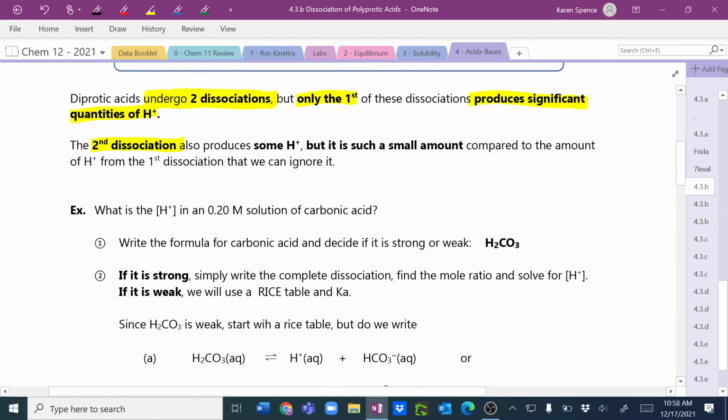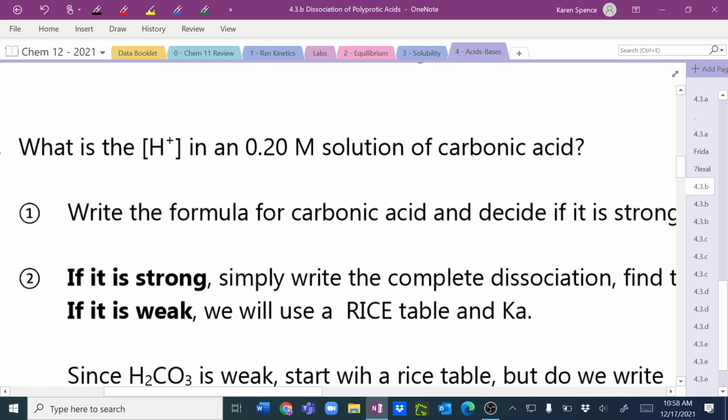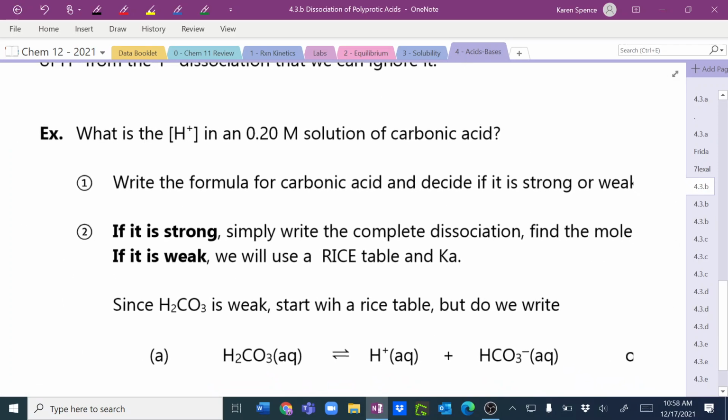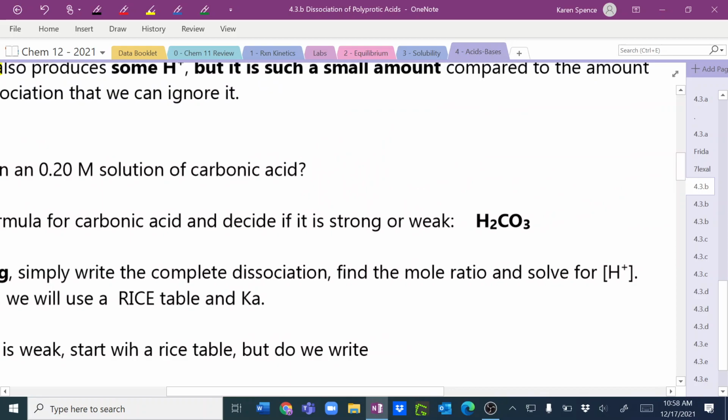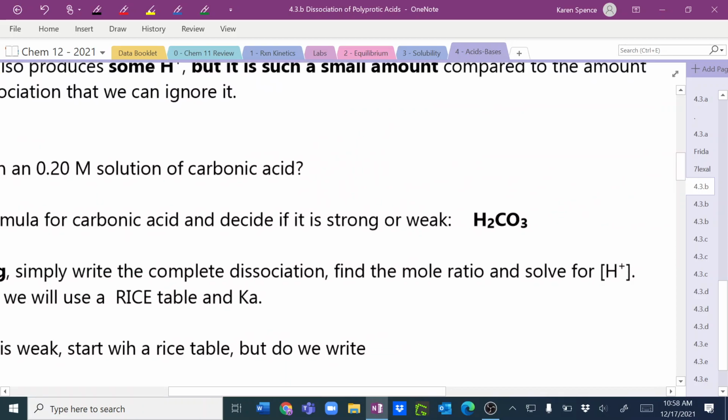So if we had a question like, what is the concentration of hydrogen in a 0.2 molar solution of carbonic acid? First thing you have to ask yourself, is this acid strong or is it weak? H2CO3. Grab yourself your data booklet and look that up. Is H2CO3 strong or is it weak? It is weak. And if it is weak, what tools are we going to use? We're going to use a rice table.